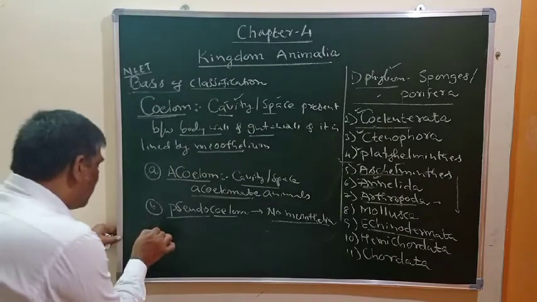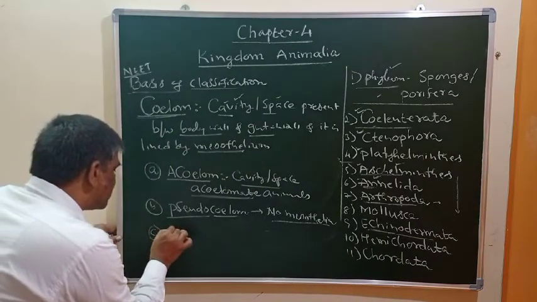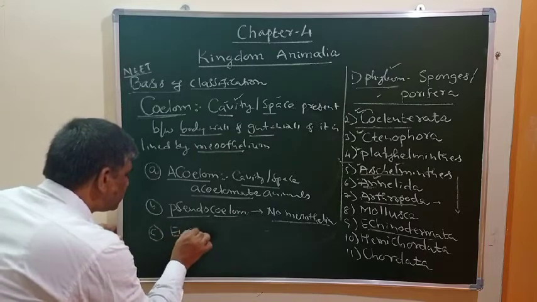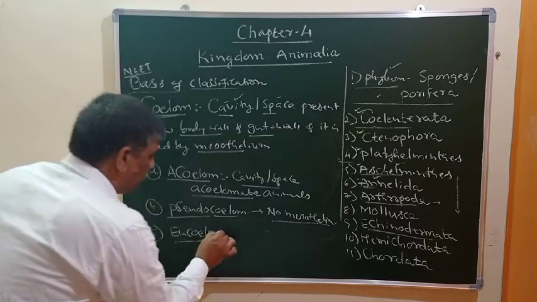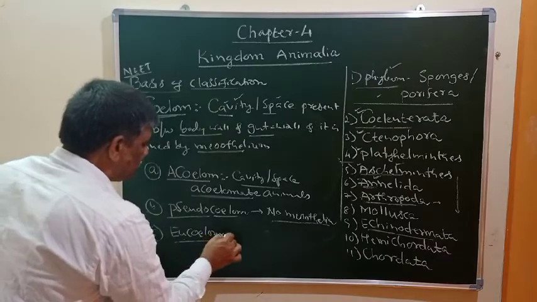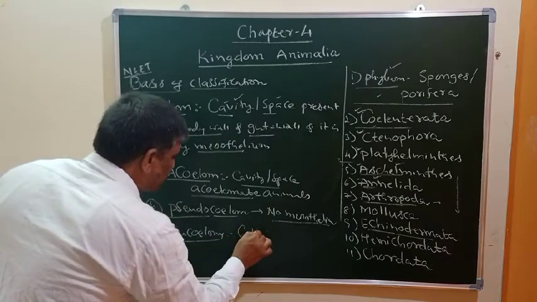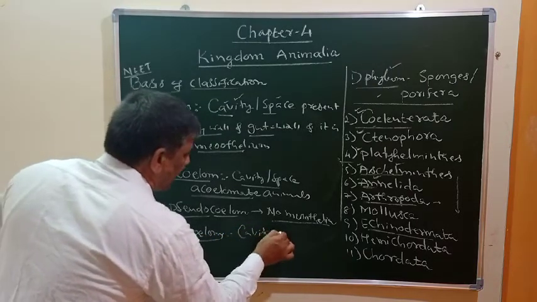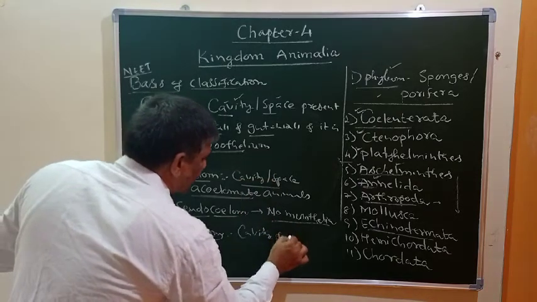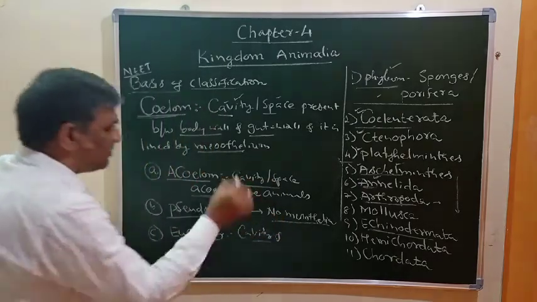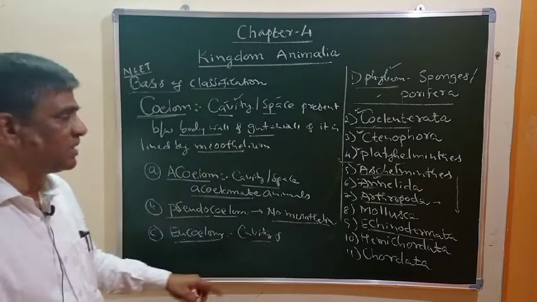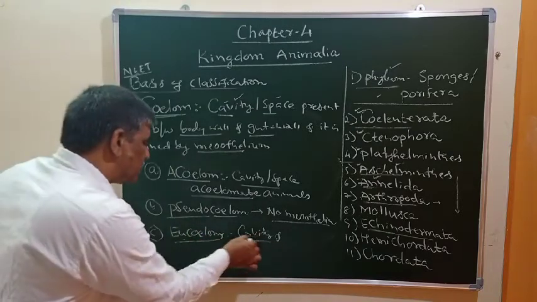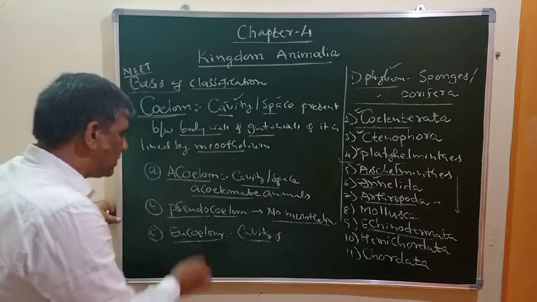Okay, and one more thing here. The next one is called eucoelom. Eucoelom, which is not mentioned in the textbook. So eucoelom means a true coelom. Here cavity is present, space is present, and it is lined by mesothelium. Mesothelium also covers the inner surface of the body wall as well as the outer surface of the gut wall. Therefore, this coelom is called a eucoelom or coelom.